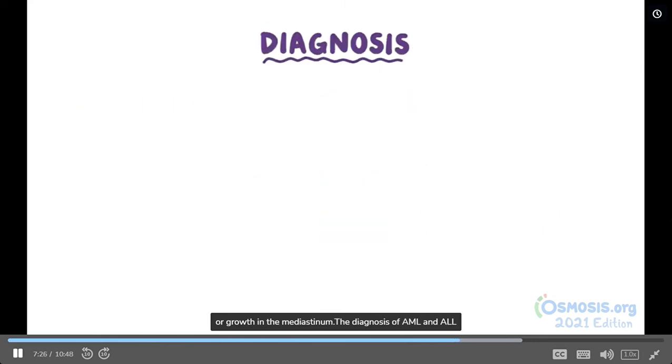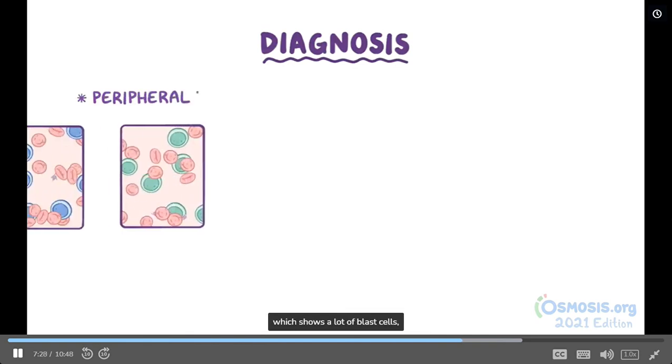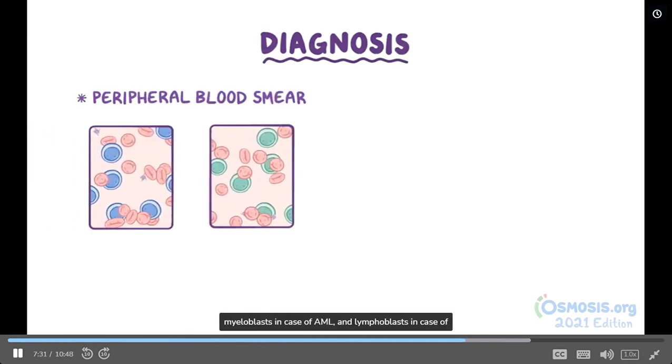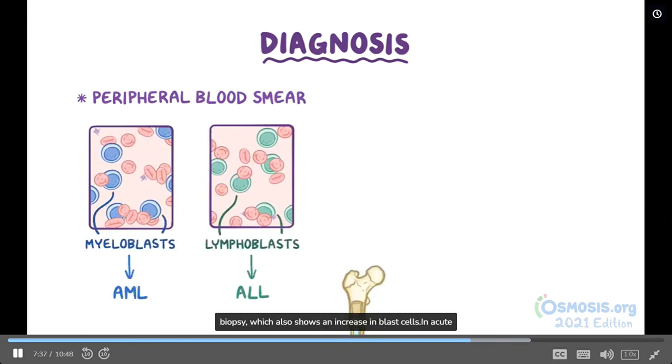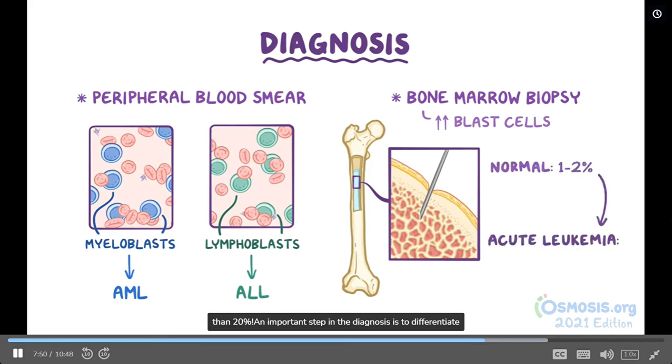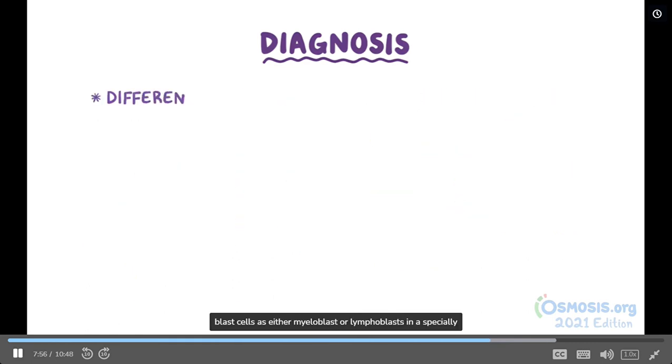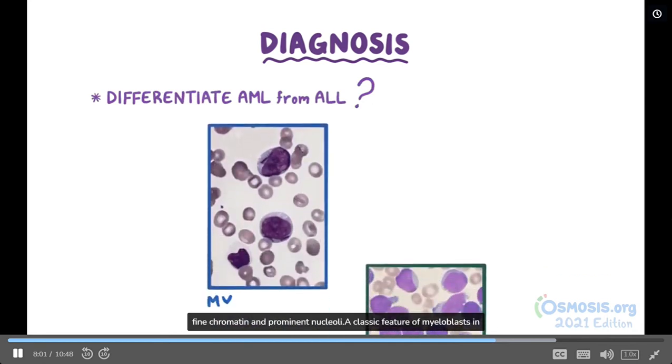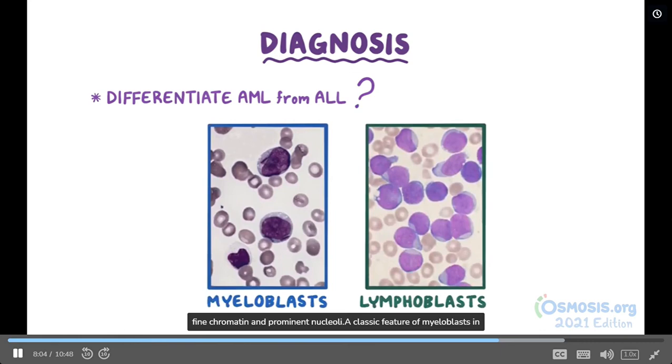The diagnosis of AML and ALL usually starts with a peripheral blood smear, which shows a lot of blast cells, myeloblasts in the case of AML, and lymphoblasts in the case of ALL. This is usually followed up by a bone marrow biopsy, which also shows an increase in blast cells. In acute leukemia, the percentage of blast cells in the bone marrow goes up from their normal value of 1 to 2% to greater than 20%. An important step in the diagnosis is to differentiate AML from ALL. This can be done by identifying the blast cells as either myeloblasts or lymphoblasts in a specially stained smear.